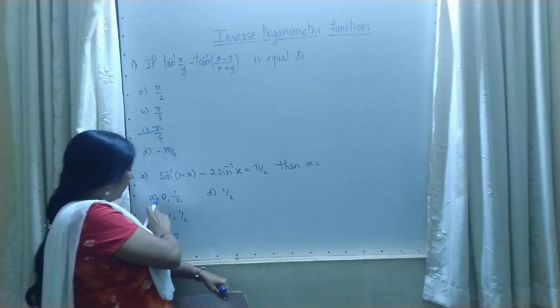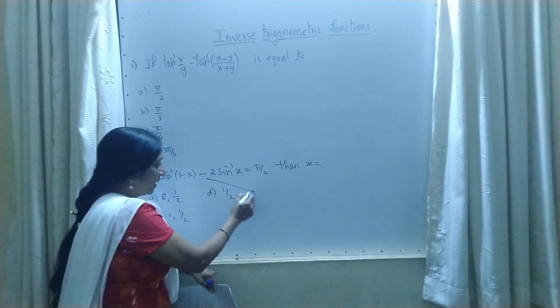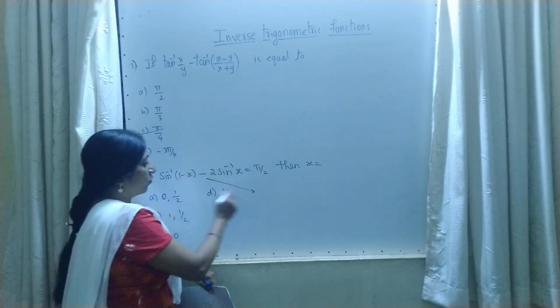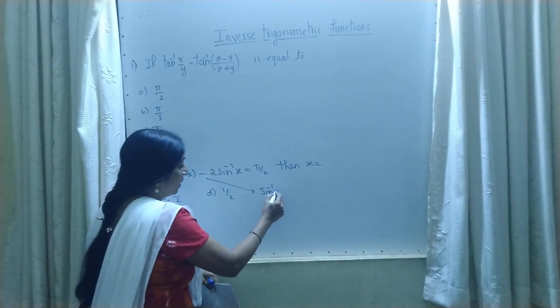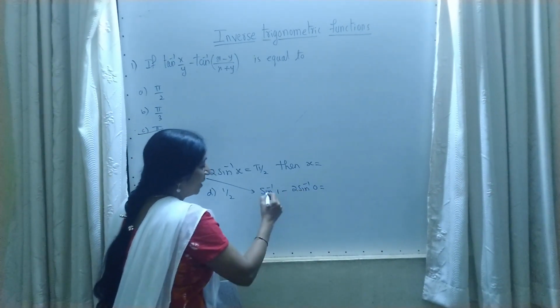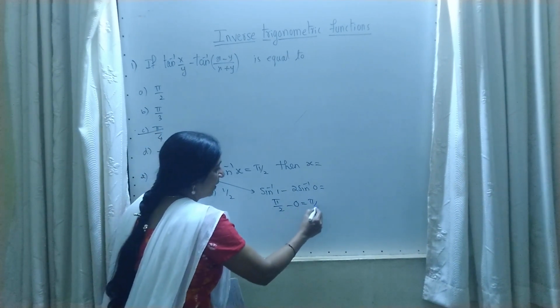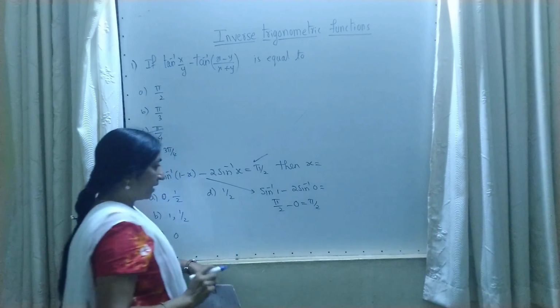Suppose first go for the first one. First one is 0 comma 1 by 2. So in the left side, in place of x, if you write 0, what is your answer? Sin inverse 1 minus 2 into sin inverse 0. Sin inverse 1 is pi by 2 and this value is 0. Answer is pi by 2. That means we got our right side.